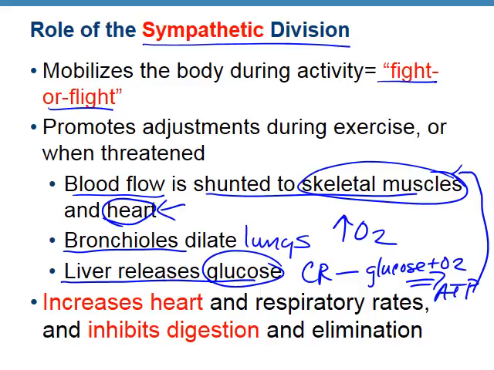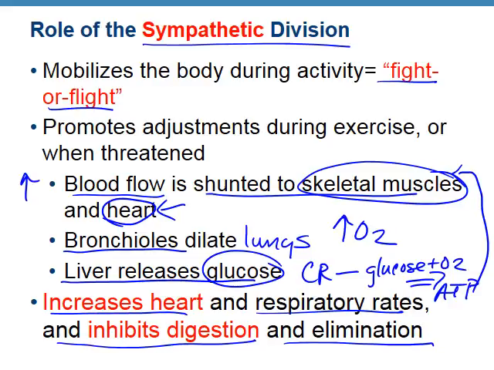Skeletal muscles and heart need ATP in order to function, right? So increasing heart and respiratory rate and inhibiting digestion and elimination. I make a point of saying this because if you're in fight or flight, if you're in your sympathetic nervous system, we're going to turn on all of these areas, but we're going to inhibit the stomach. When we say elimination, we could be talking about the large intestines. We could also be talking about the kidneys.